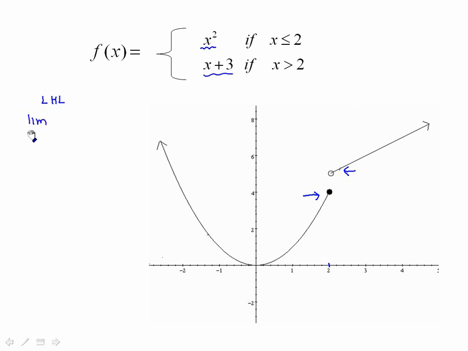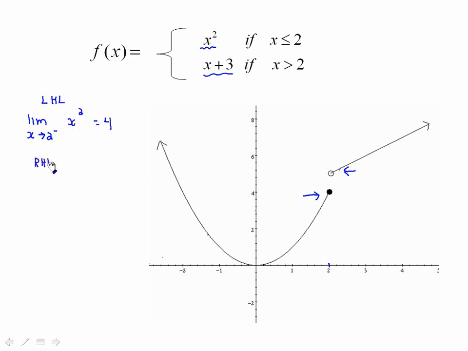So the left-hand limit would go something like this. The limit as x approaches 2 from the left side, and we want to be clear that we're dealing with the function x squared, because that's the function that is in operation when we're approaching 2 from the left side. And so the left-hand limit is going to be, well, we always start by substitution. So 2 squared is 4. So the left-hand limit is 4. And that's consistent with what we see on the graph as well.